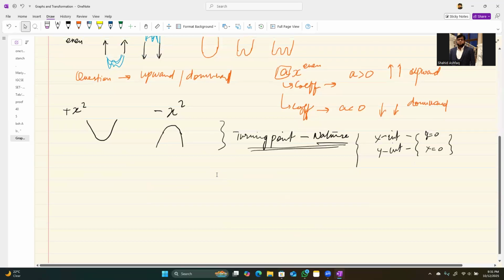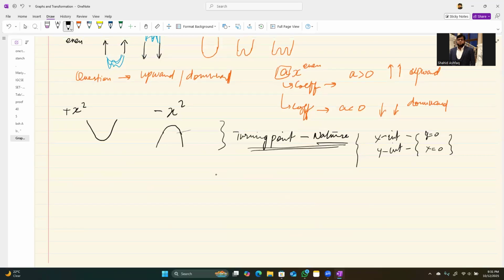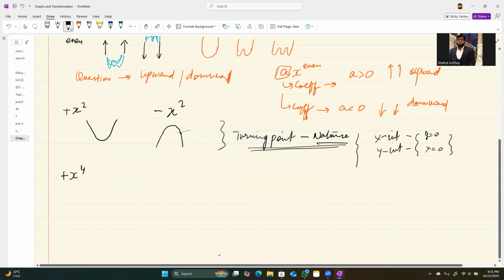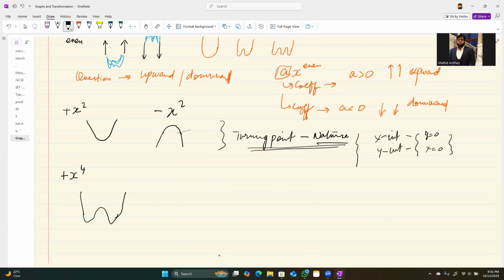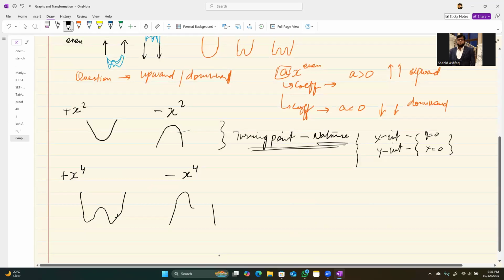Let's take one example of x to the power 4. Let's say we have plus x to the power 4 and minus x to the power 4. For the plus x to the power 4 graph, the ends will be upward and my turns will be 3: 1, 2, 3. If you have a positive coefficient and x to the power 4, we draw the graph in this direction. If you have minus x to the power 4, we have downward ends and 3 turns. So this is going to be the x to the power 4 graph.